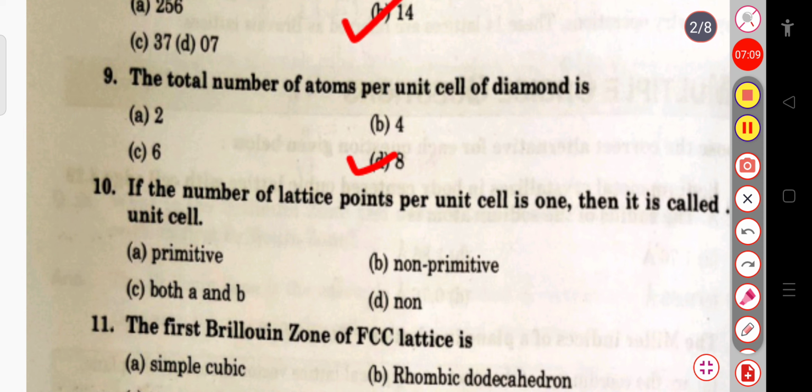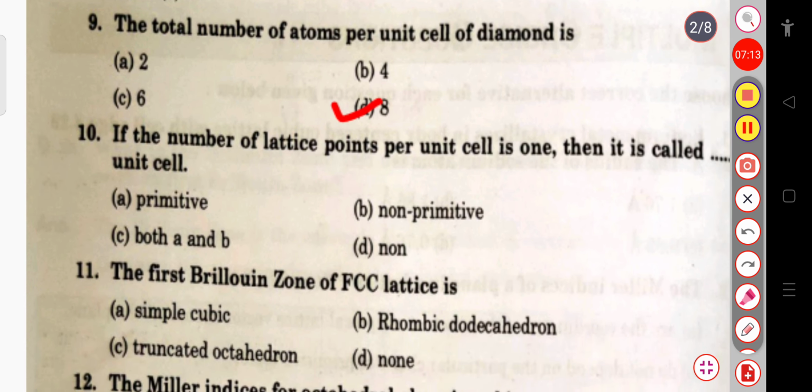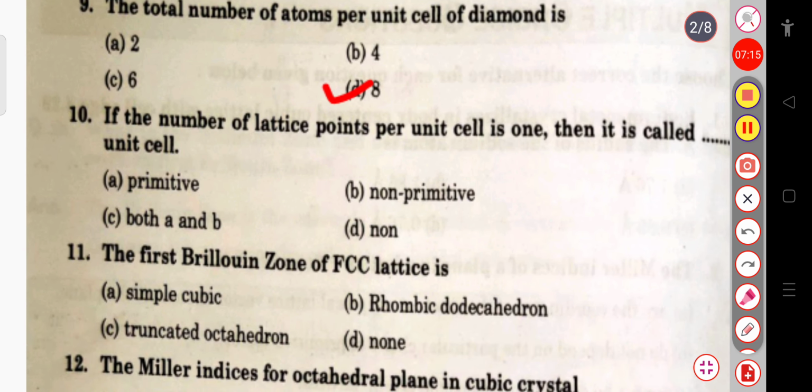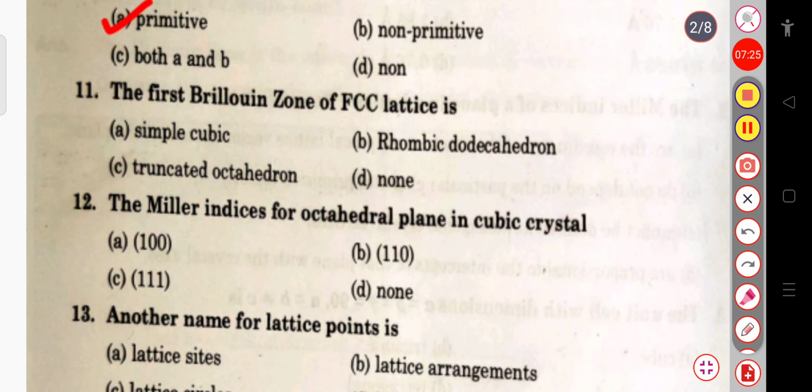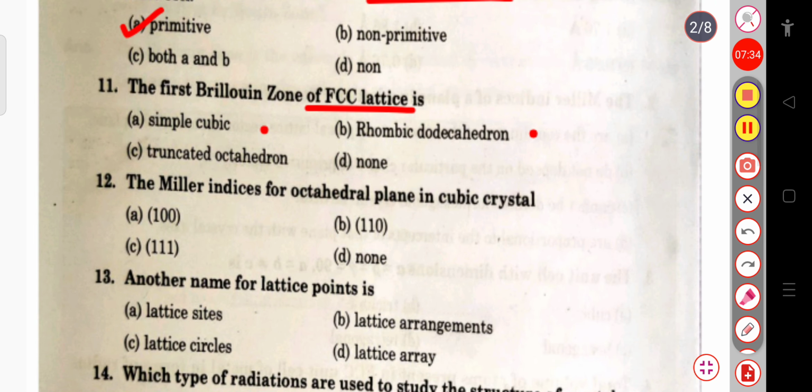The next question is, if the number of lattice points per unit cell is 1, then it is called the primitive unit cell. The next question is, the first Brillouin zone of FCC lattice is simple cubic, rhombic dodecahedron, or truncated octahedron. This is basically the truncated octahedron.